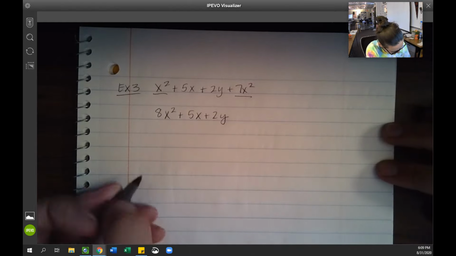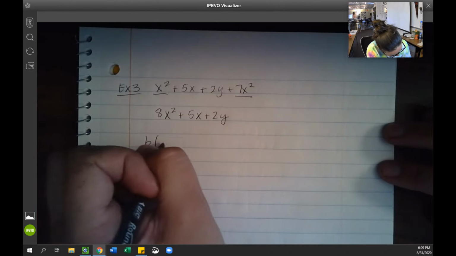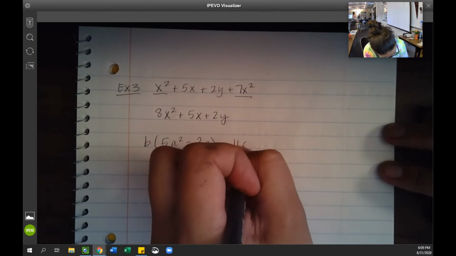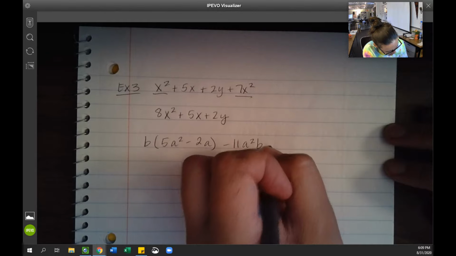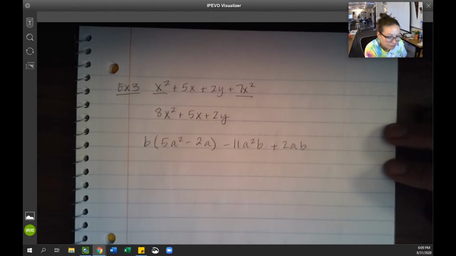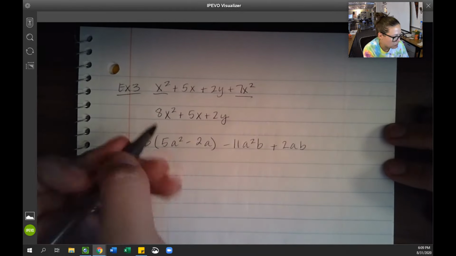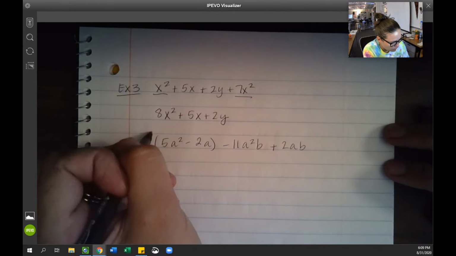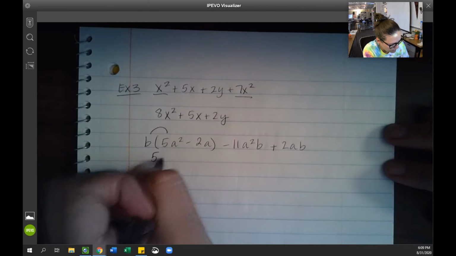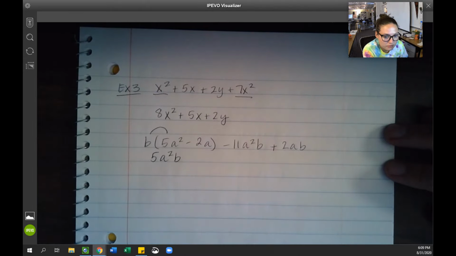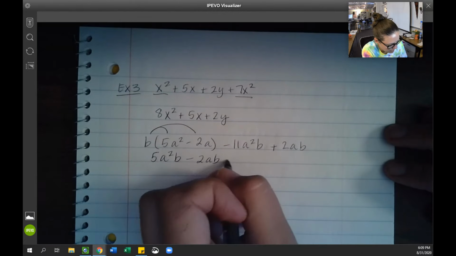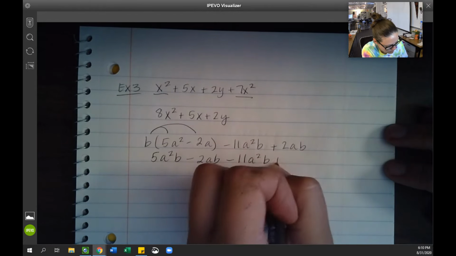All right, let's say I have this: b times 5a squared minus 2a, minus 11a squared b plus 2ab. Okay, first thing I'm going to do is distribute the b into the parentheses. So that gives me 5a squared b minus 2ab, and then I'm just going to rewrite these terms.